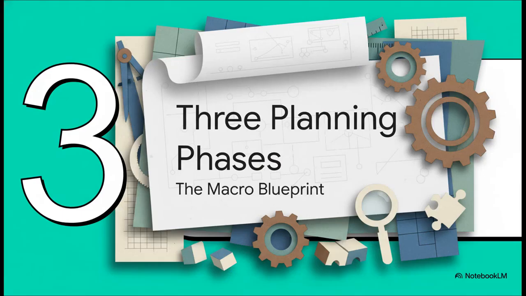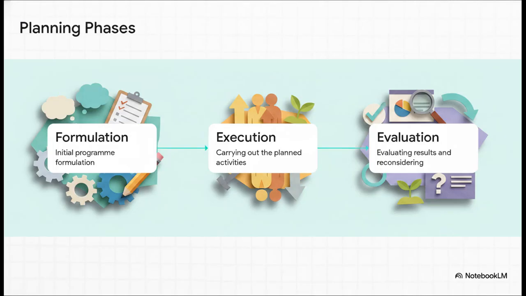Section 3. The 3 planning phases. This is your macro blueprint. So the crucial point here, when we zoom all the way out, is that all extension planning basically boils down to these 3 simple chronological phases. First, you have program formulation. That's figuring out exactly what you're doing. Second, program execution. That's actually getting out there and doing it. And third, program evaluation. That's checking to see if what you just did actually worked. Simple as that. 1, 2, 3.